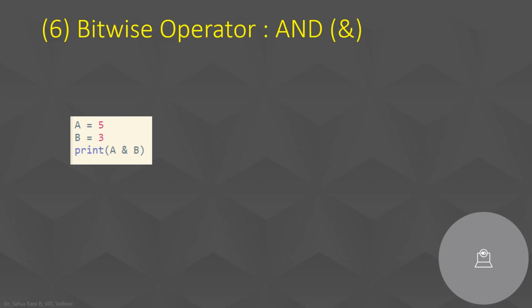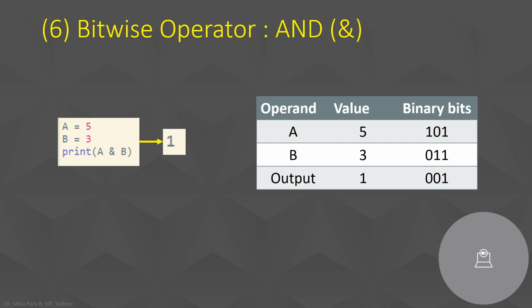Here A is equal to 5, B is equal to 3. Let's check what is the value of A bitwise AND B. And it's 1. How? The binary stream of A is 101, for B 011. It is going to check the AND operation between the corresponding bits of A and B. So it's going to take 1 and 1, it is 1; 0 and 1, it is 0; and 1 and 0, it is 0. And so the output value is 1.